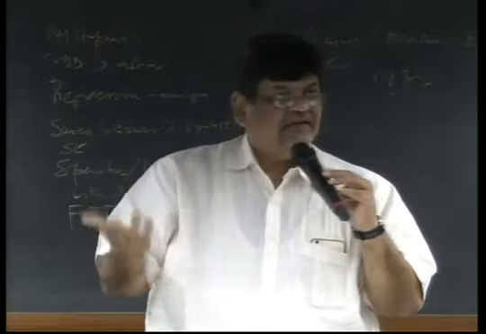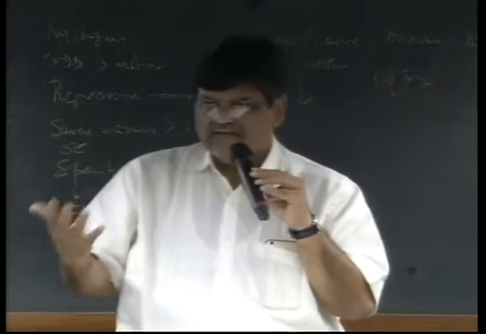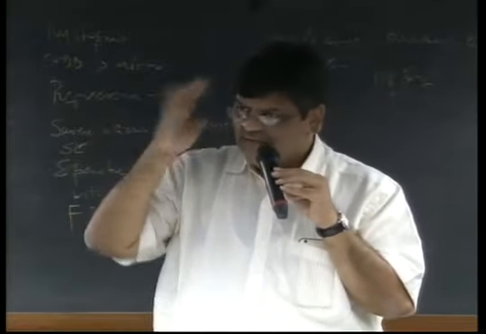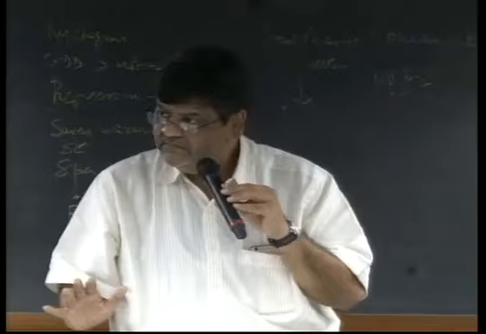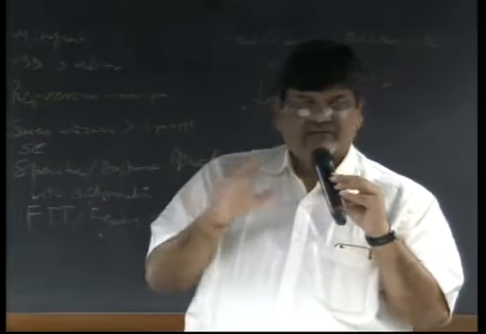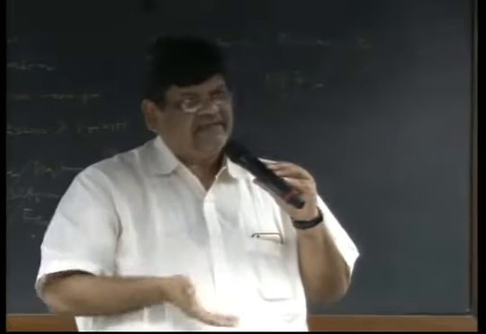Third is kernicterus. Where is the damage? Globus pallidus. And therefore dystonia is very common, and socially they may be quite good. It also affects brainstem nuclei. So what are the findings in kernicterus besides dystonia?